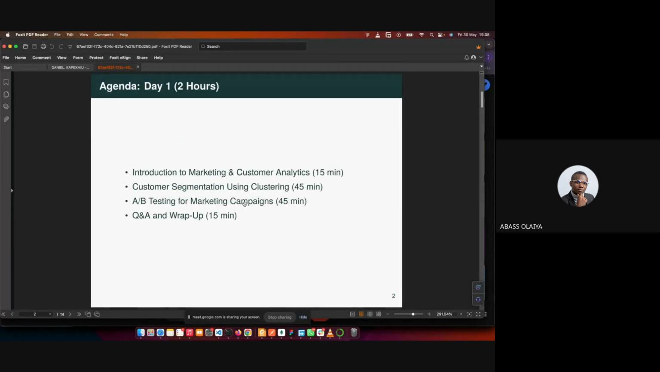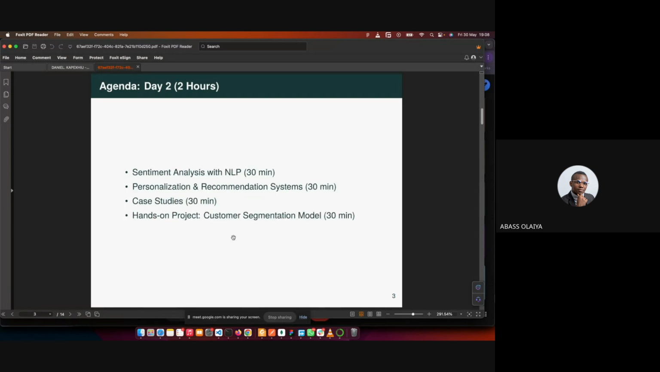So basically, today's agenda. Today we are doing introduction to marketing and clustering analytics, customer segmentation using clustering, A/B testing for marketing campaigns, and then question and answer, and we'll wrap everything up there.